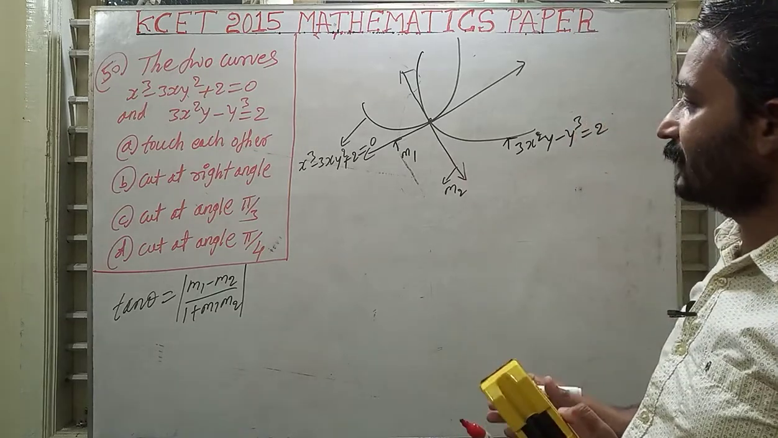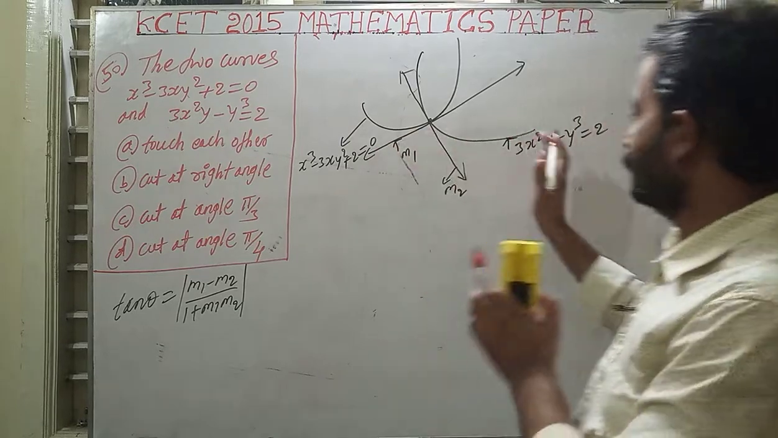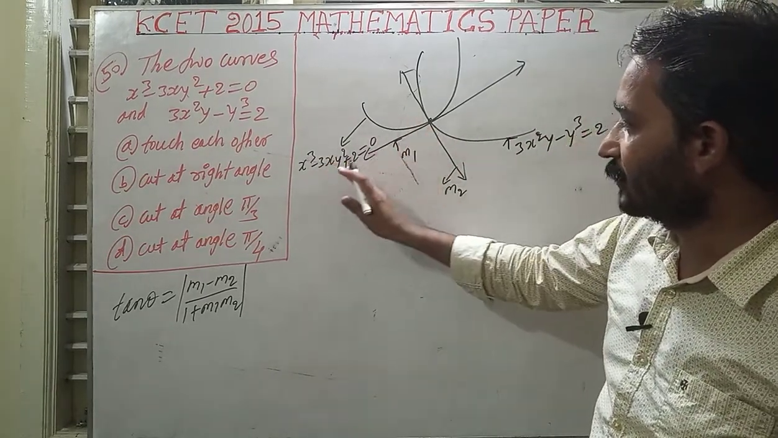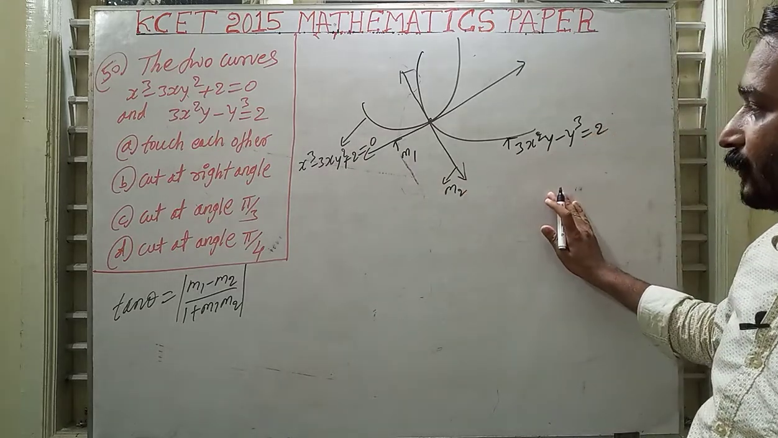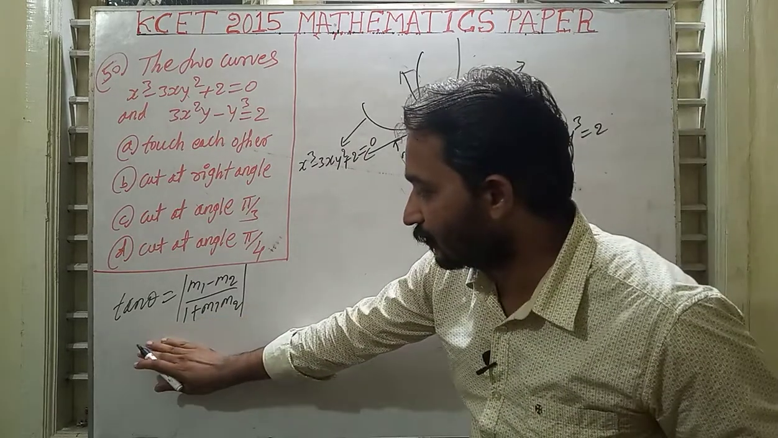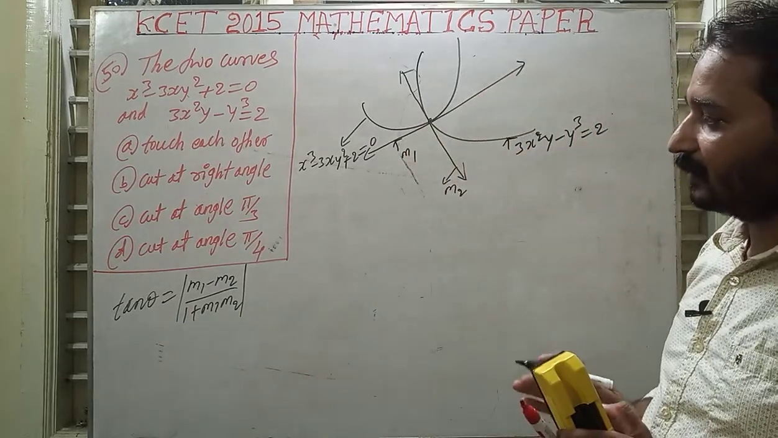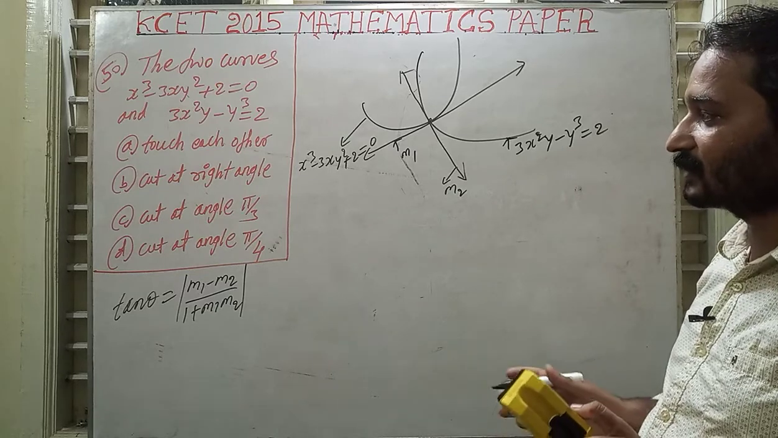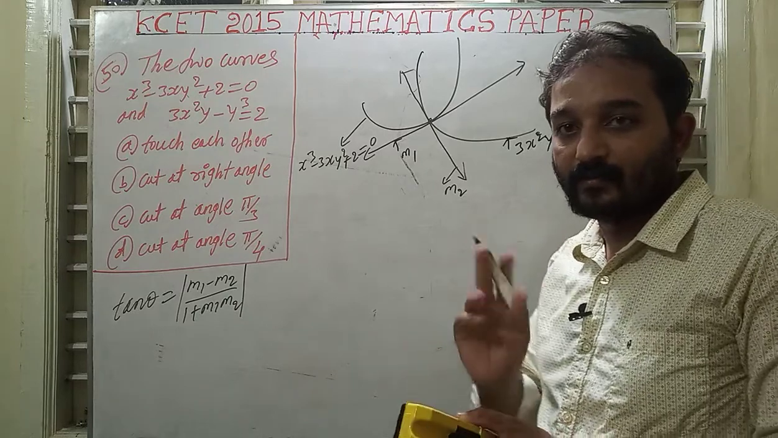Slope of the tangent is nothing but dy by dx. So to find the slope of the tangent to the curve, find dy by dx, that is M1. Here also dy by dx, that is M2. Using this formula, find the angle between them. But in this case we can easily identify that the angle between them is 90 degrees, because M1 and M2 are reciprocals and multiplied we get -1.